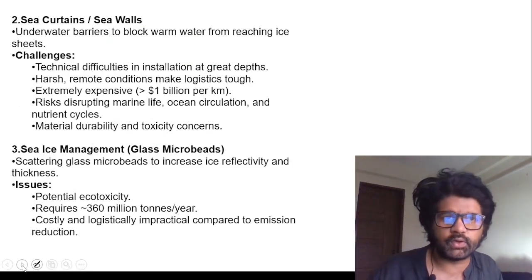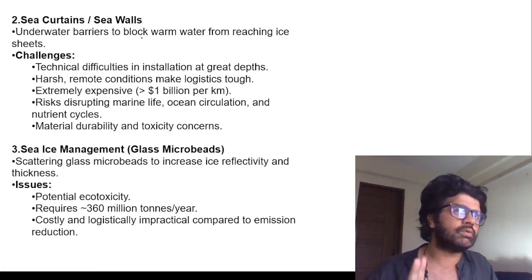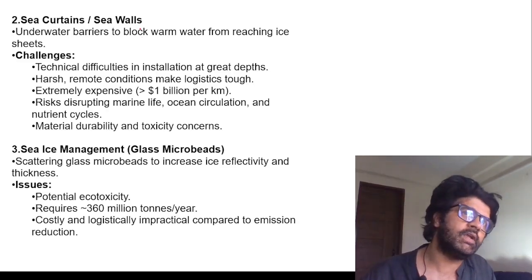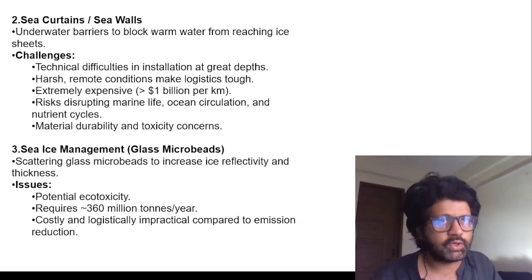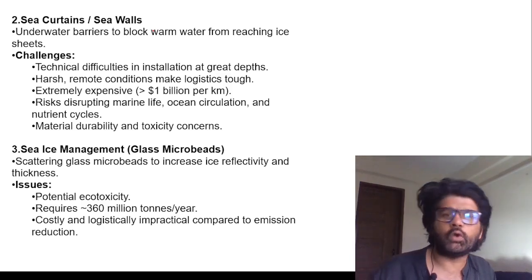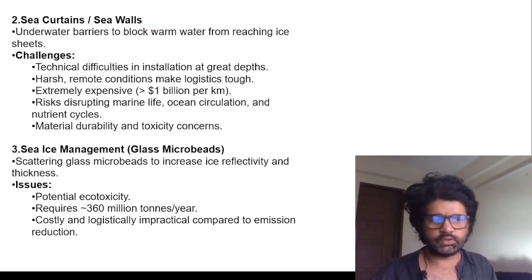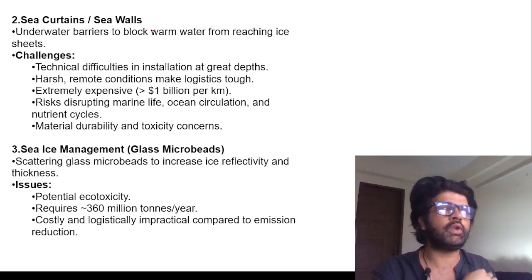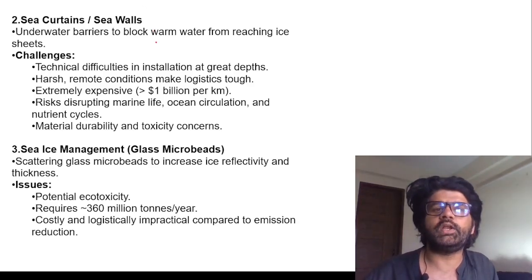Cirrus cloud thinning, aerosol injection, sea curtain, sea walls. When you grow up, you will read geography, oceanography, ocean currents. You will read upwelling, downwelling, warm water mixing with cold water. If you want to reduce warming of ocean water, you should create blockades where warm water is not able to mix much with ice sheets. The ways are sea curtain, sea walls.